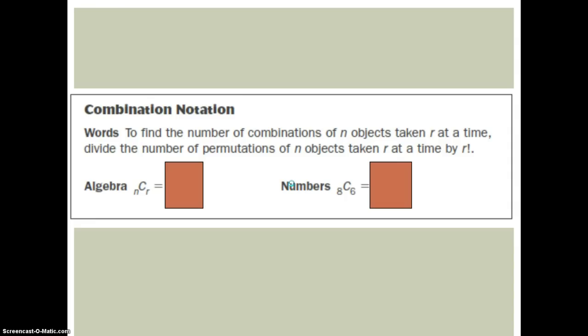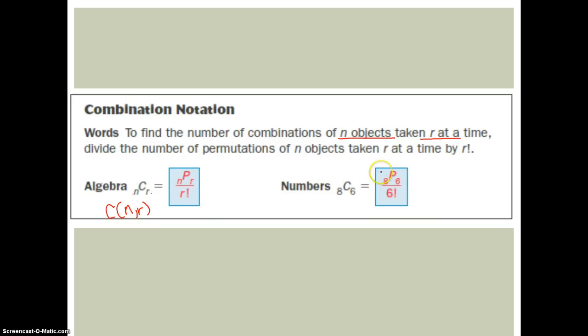Combination notation is very similar to permutation. You take the number of objects, n, taken r at a time, and then divide the number of permutations of n objects taken r at a time by r factorial. So n combination r, and you may see it look like this, by the way, is represented by n permutation r divided by r factorial. To set this up, you have 8 permutation 6 divided by, and this is the r, 6 factorial.